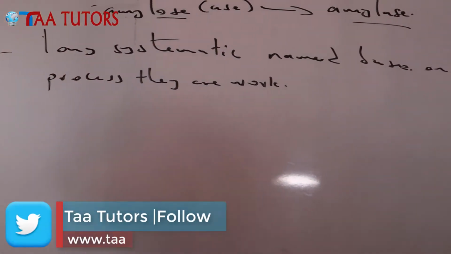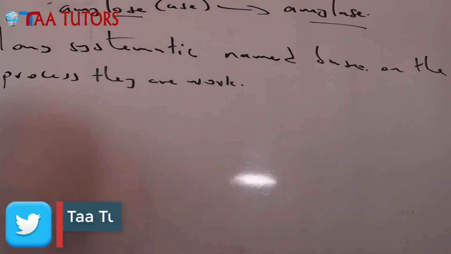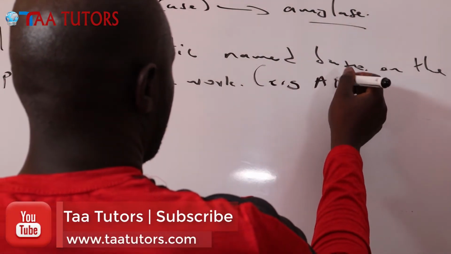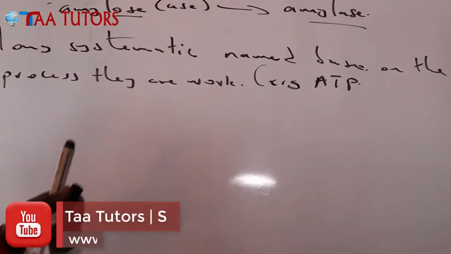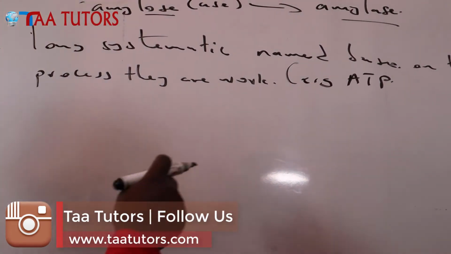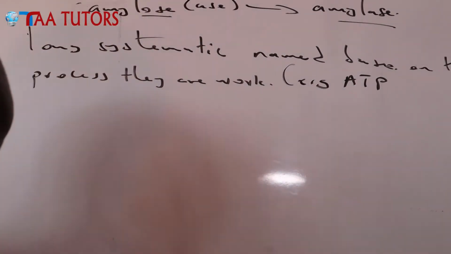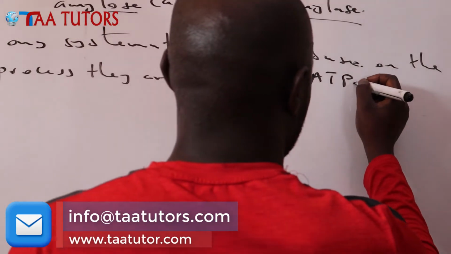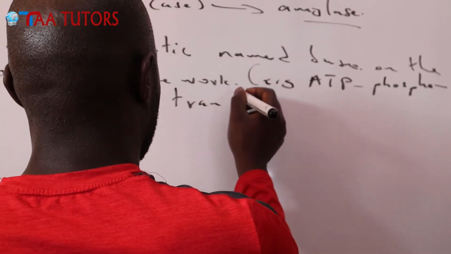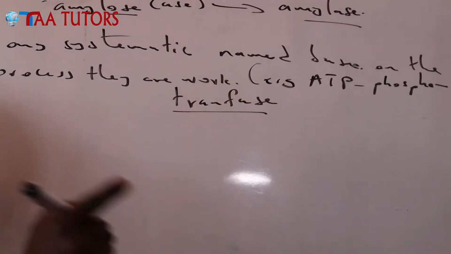Like, for example, there is this process of producing energy, and when energy is being produced by respiration, it's given in form of a molecule called ATP. So we can talk about ATP, adenosine triphosphate. This is the molecule that gives us energy. So the enzyme that will be working on this will be called adenosine phosphotransferase. So you see, this is an enzyme that is named based on a process of energy production.